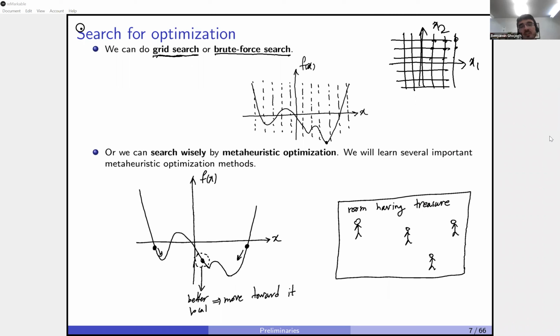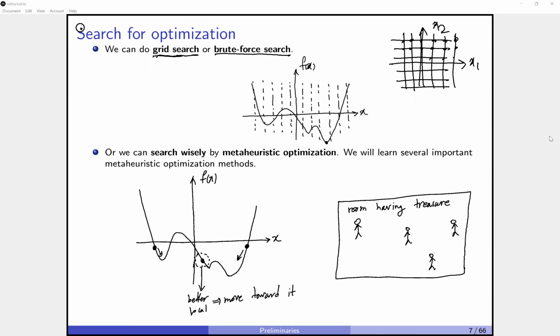The step of the grid is a hyperparameter. You should choose the step of the grid, the size of the grid. And then you search in the domain. Sometimes you see in machine learning, for example, they use grid search for finding the best hyperparameters using a validation set. So, some kind of brute force.